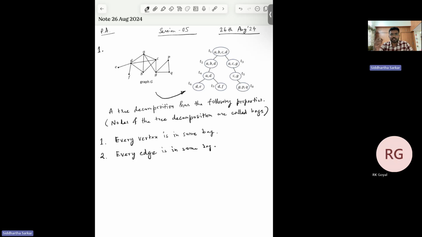And then you look at the connectedness of the bags. It means that those bags which contain a given vertex should be connected. So if a vertex appears in multiple bags, the bags containing that vertex form a connected subtree.